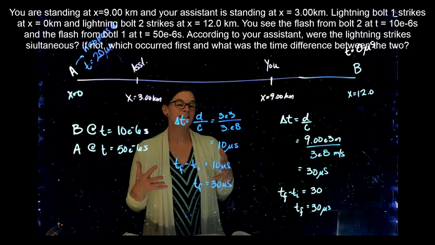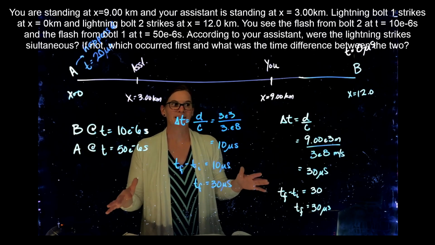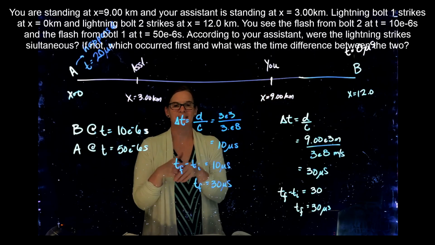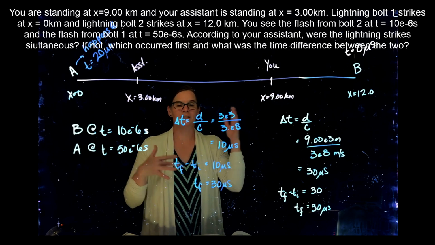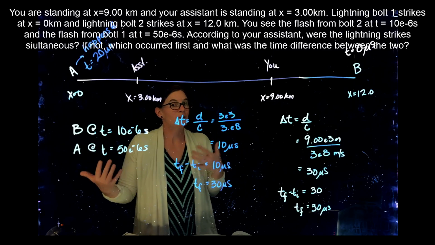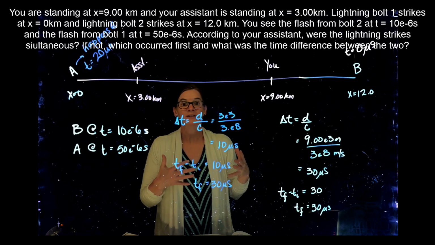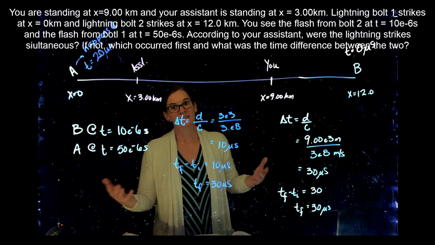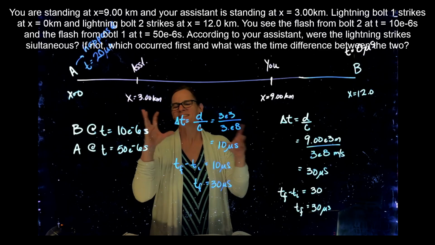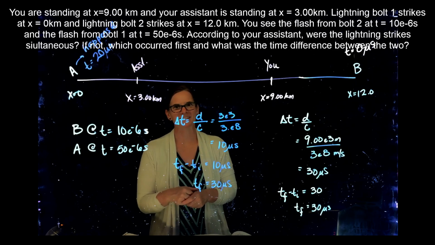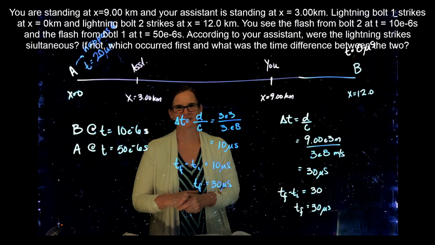So simultaneous doesn't always mean you're experiencing them at the same time. It means they're happening at the same time. And in this case, the strikes are not simultaneous in the reference frame shared by the assistant and you. But as we learned when we introduced the idea of simultaneity, if one of the observers is moving, then something can be simultaneous in one reference frame and not in another. So just to help you wrap your head around all that simultaneity stuff and its relationship to the theory of special relativity. Good job.